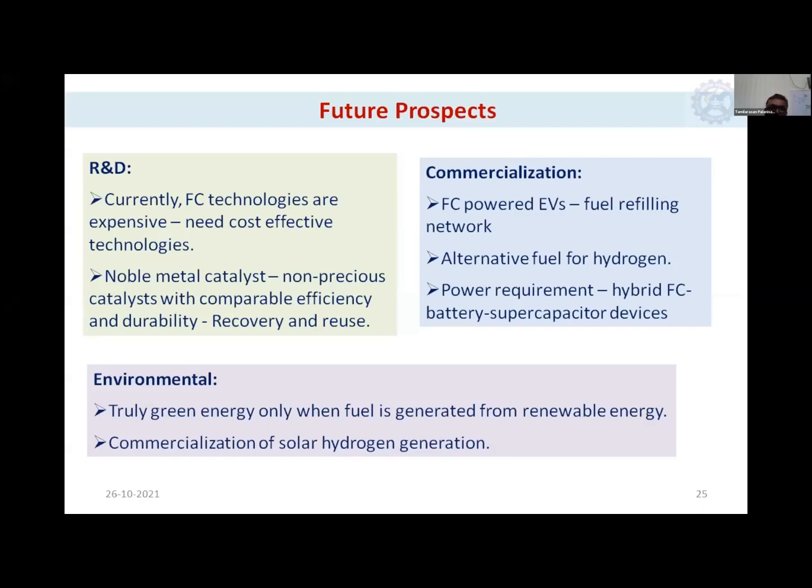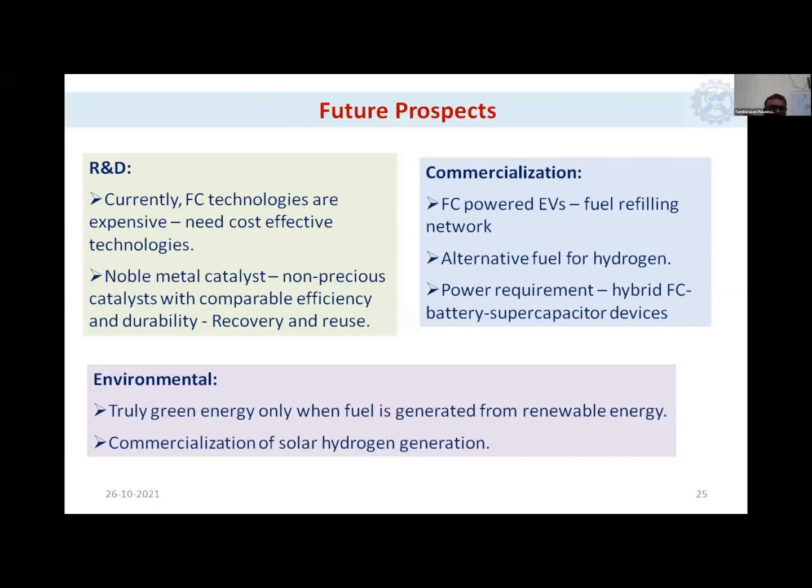The fuel cells produce some maximum power. You would have seen the polarization curve. In the power curve, we have seen the hook-like curve. On the top, it is the maximum power from the cell, but that is not sufficient for electric vehicles to operate. So we have to get some hybrid devices like fuel cell with battery or fuel cell with supercapacitor kind of hybrid devices. So this is one more important aspect to be developed for commercialization perspective.